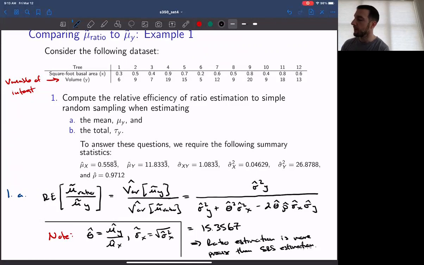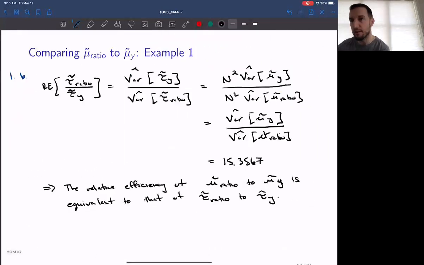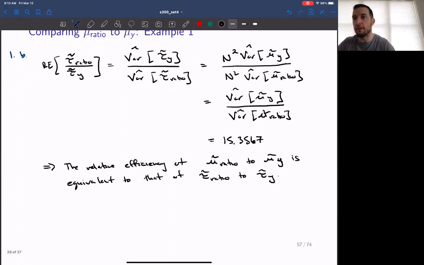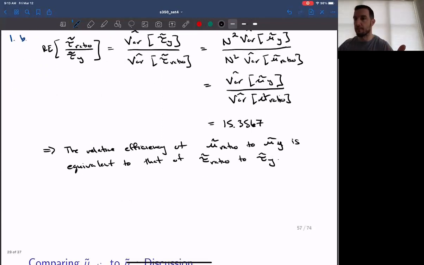So this is implying that the ratio estimator is much more efficient or more precise than the SRS estimator, given the magnitude of this value. Now we can do the same thing for tau. And the interesting thing is that when you measure tau, you end up with the same relative efficiency. So for the same sample, the same set of information, and through the same comparison, the relative efficiency of the estimator for mu will be equivalent to the relative efficiency of the estimator for tau. Okay. Any questions?